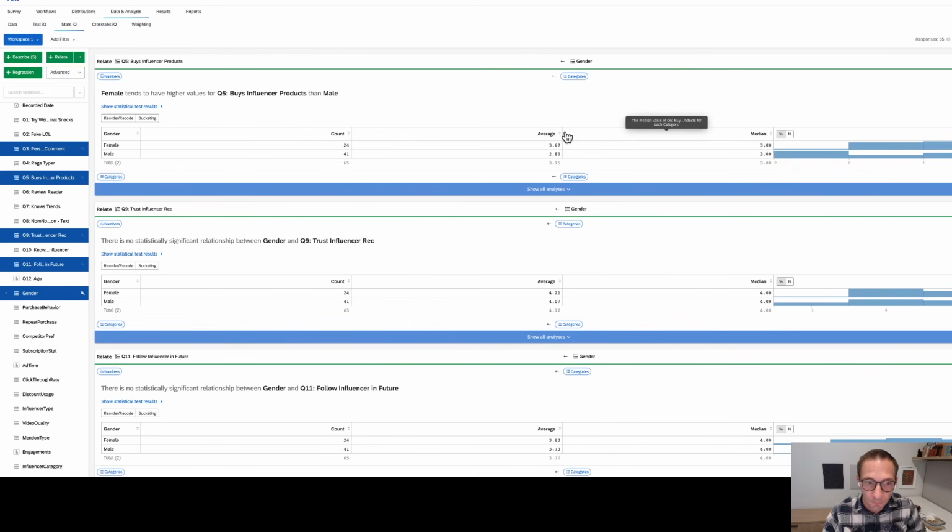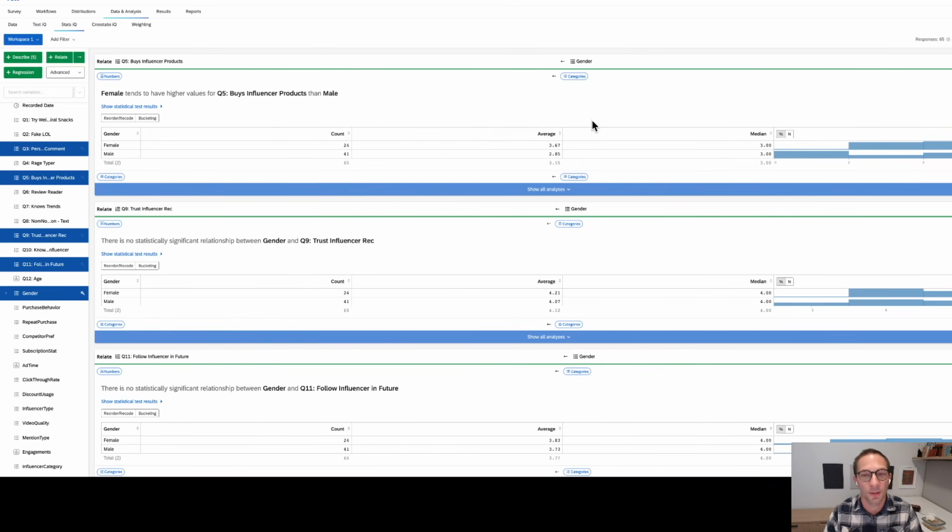So here we see that females, their average for the likelihood of buying from an influencer was 3.67, and males it was 2.85. Now this seems higher, right? But again, we need a p-value. We need to know the likelihood that this difference is due to chance. And there are a lot of things going into it.